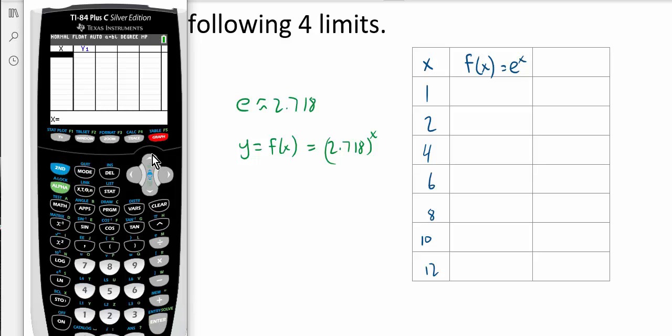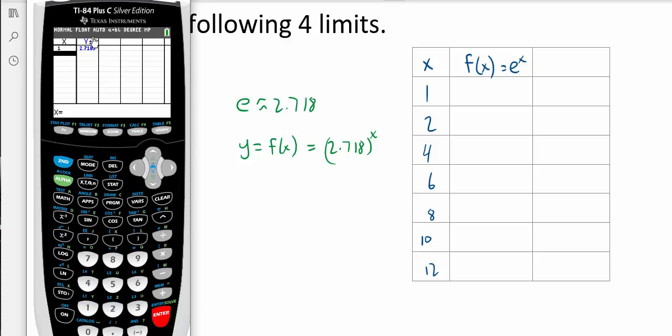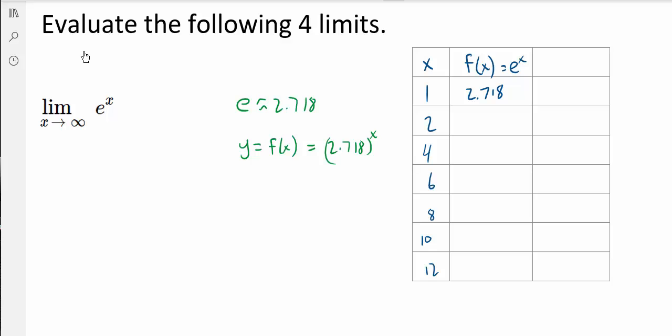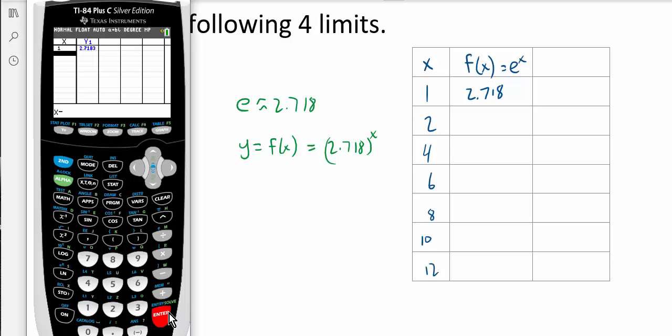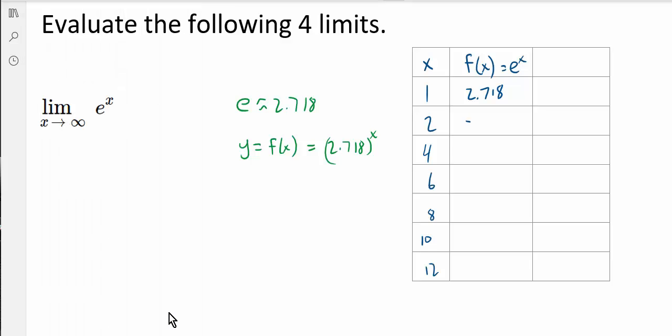things like 1. Now when I press 1, you're going to get e to the first power, which is that 2.71828, and it does do some rounding there since the columns are not very wide in the calculator. And then when I type in 2, you're going to get 2.718 squared. So obviously, the higher the exponent, the bigger the output's going to be. Now I'm at about 7.4, rounding to the first decimal place.